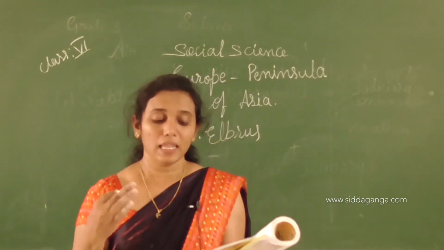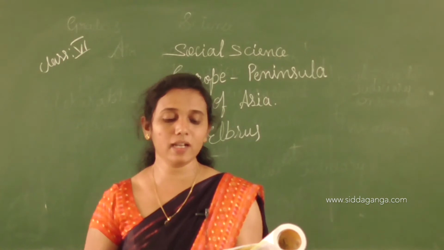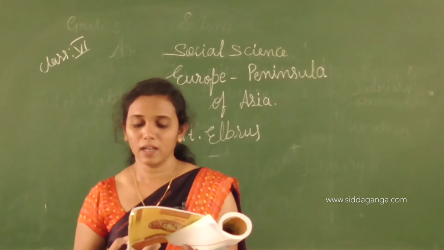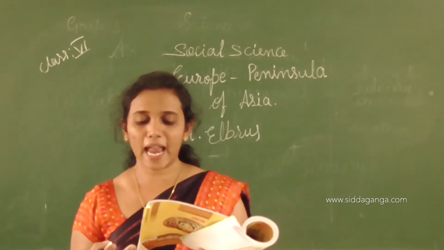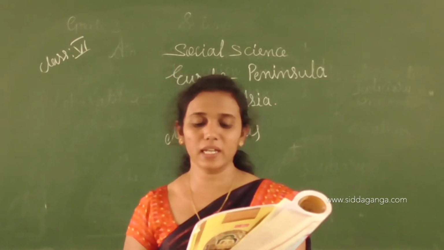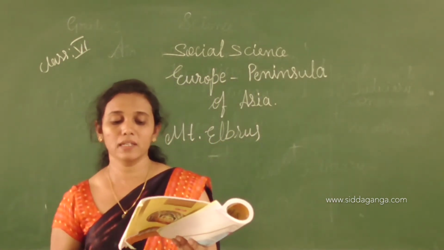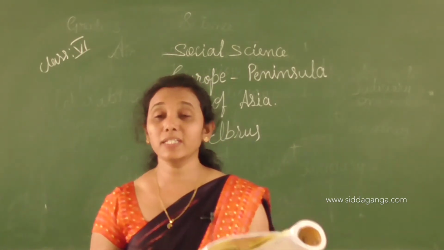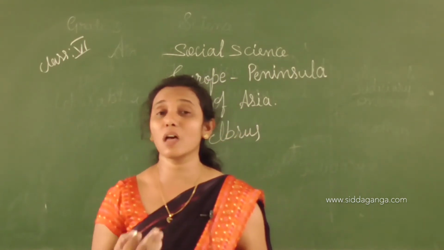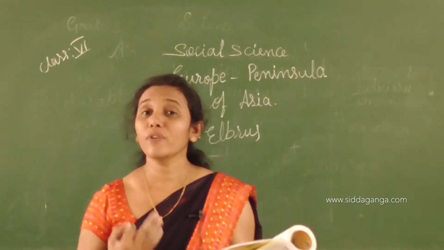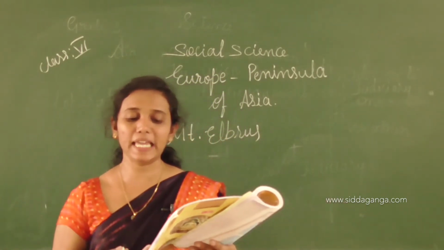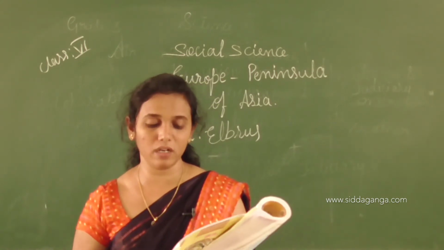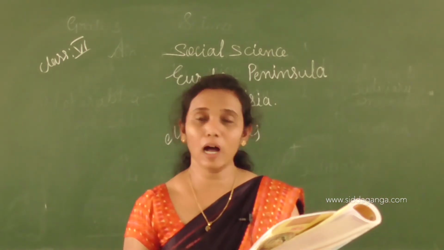Actually, Europe is a large peninsula of the Asiatic landmass. It has numerous peninsulas such as the Scandinavian, the Iberian, the Jutland, the Balkan Peninsula, etc. Thus, very often Europe is known as Peninsula of Peninsulas. Europe is known as what children? Peninsula of Peninsulas. Europe has a highly indented irregular coastline of 80,500 km, which is longer than that of Asia.